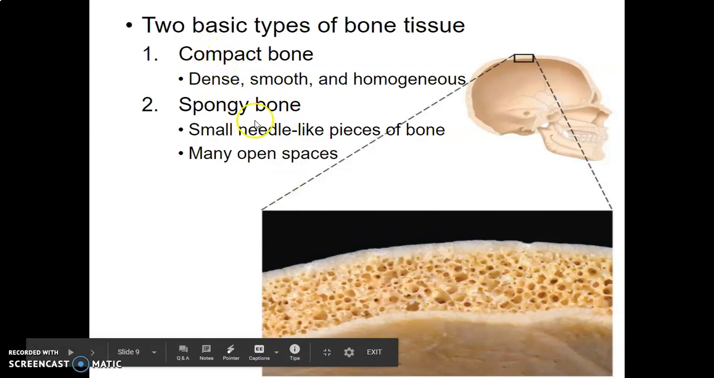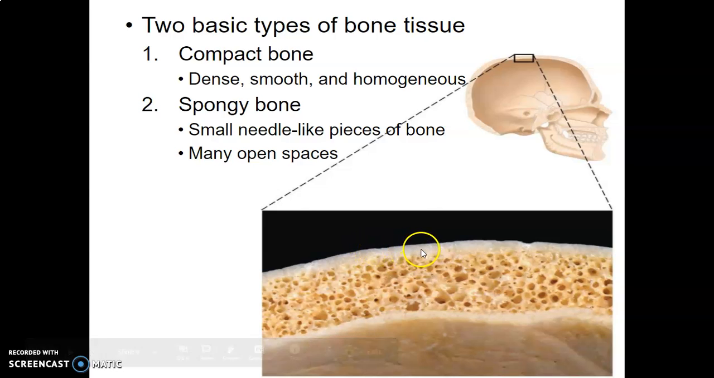Look at compact bone with me. It's very dense, it's very smooth, and it's homogeneous. That means it's the same throughout. You can kind of see it. It's what we think about when we think about what a bone most likely looks like.